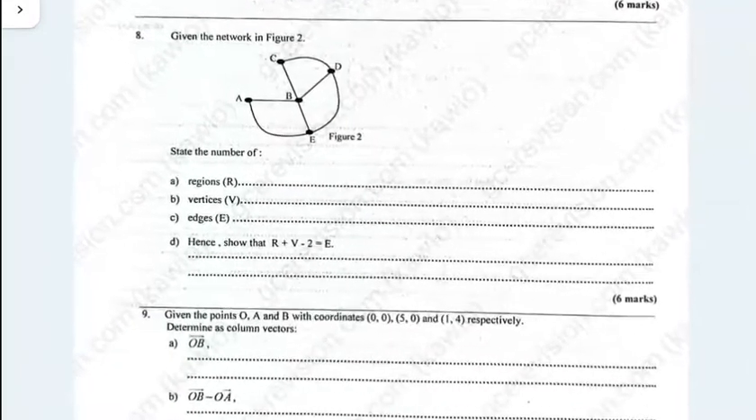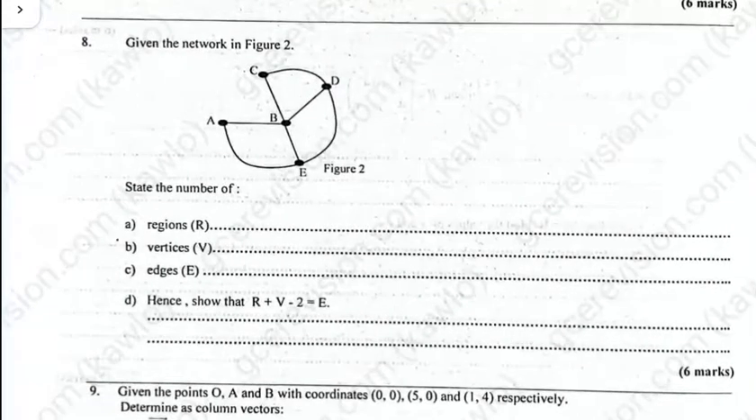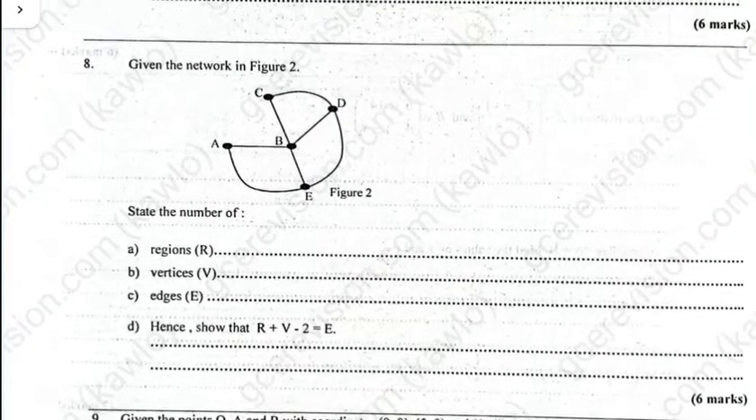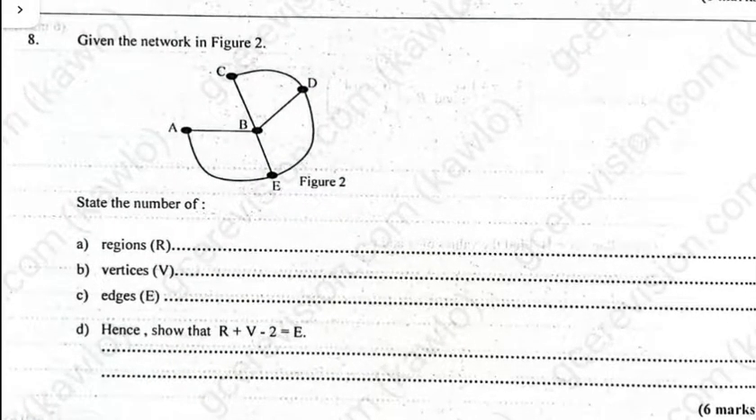Question 8 is on networks. So question 8 presents us with this particular network. Given the network in figure 2, state the number of regions, vertices, edges, hence show that R plus V minus 2 equals E. That is the number of regions plus number of vertices minus 2 equals the number of edges. So how many regions are here?